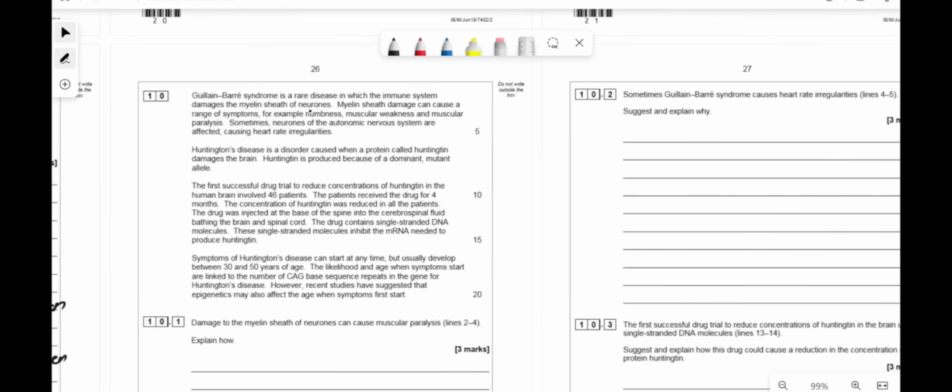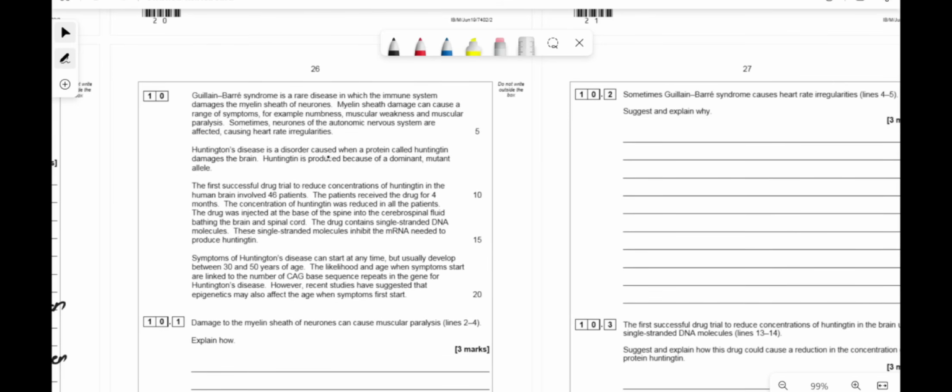So Guillain-Barré syndrome is a rare disease in which the immune system damages the myelin sheath of neurons. Myelin sheath damage can cause a range of symptoms, for example, numbness, muscular weakness, and muscular paralysis. Sometimes neurons of the autonomic nervous system are affected, causing heart rate irregularities.